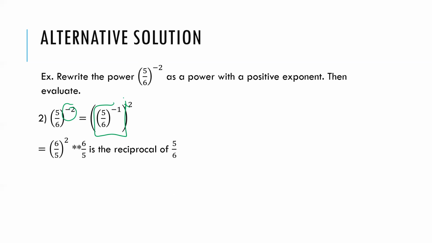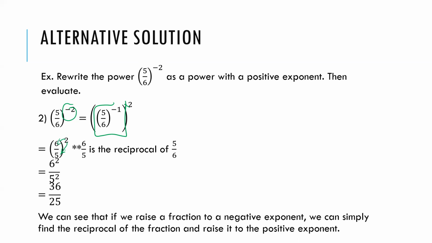So what's the reciprocal of 5/6? That's 6/5, and we know that 6/5 is then raised to the power 2. Raising 6/5 to the power 2 means I raise the numerator to the power 2 and the denominator to the power 2. This gives me 6 squared over 5 squared. 6 squared is 36, 5 squared is 25, so I get 36 over 25. Notice that we got the same answer just in a different way.